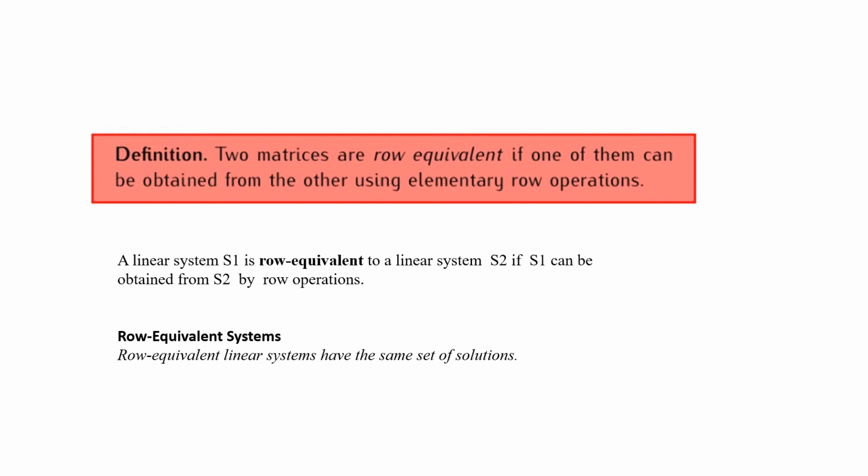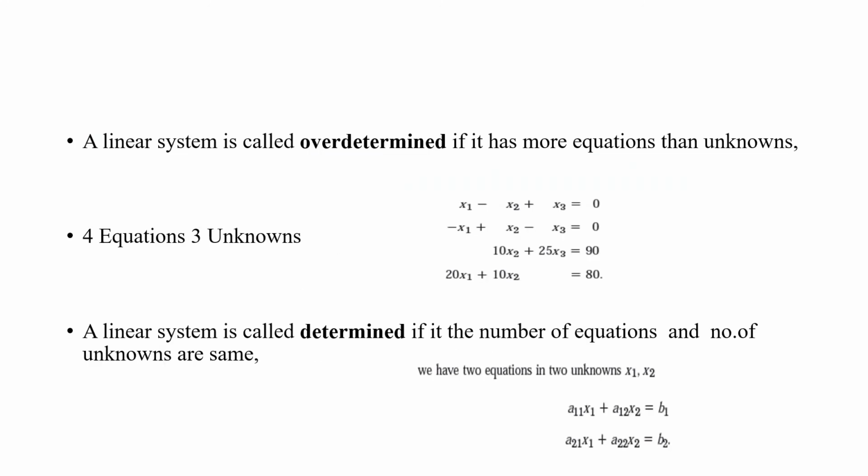Now we can see what is meant by row equivalent matrices. Two matrices are row equivalent if one of them can be obtained from the other using elementary row transformations. A linear system S1 is row equivalent to a linear system S2 if S1 can be obtained from S2 by row transformations. Row equivalent linear systems have the same set of solutions. That means if two matrices are row equivalent, they will have the same solutions.